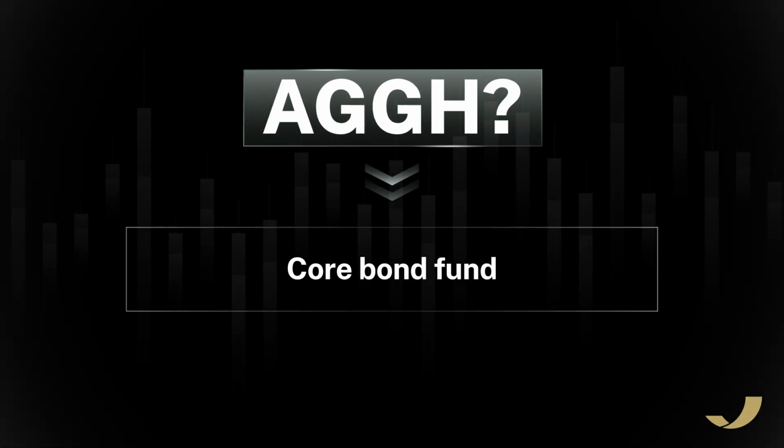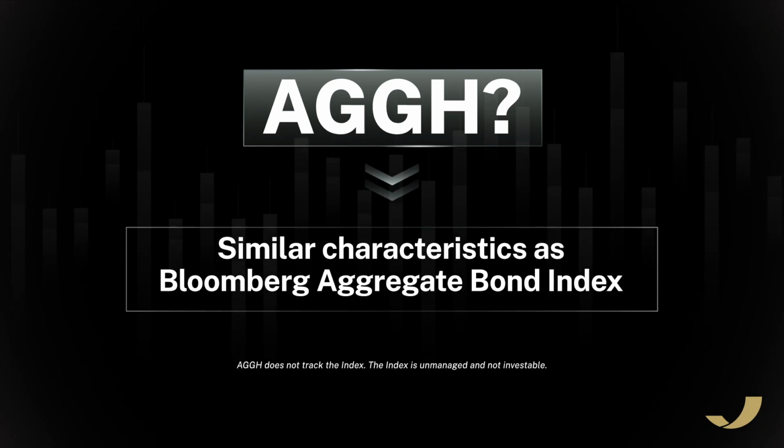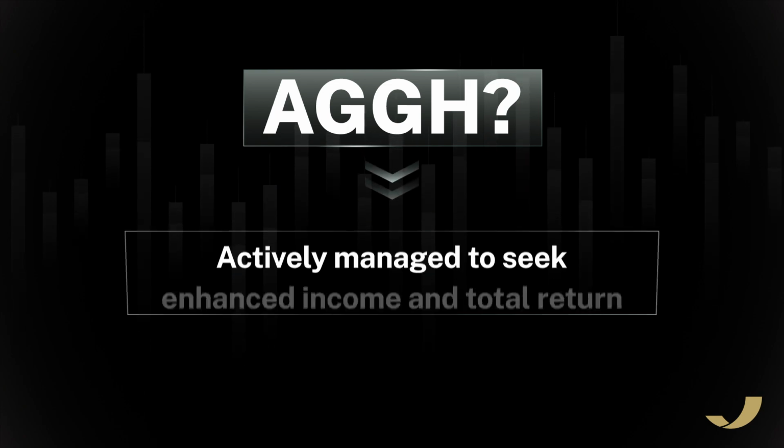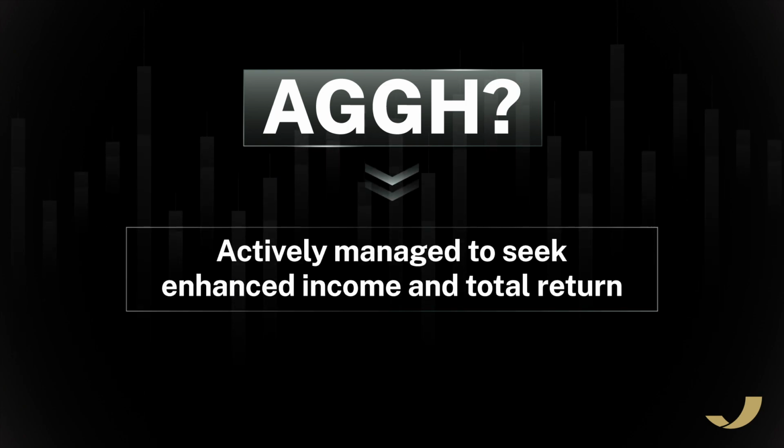AGGH is a core bond fund. It's designed to have similar characteristics as the Bloomberg Aggregate Bond Index. It's actively managed to seek enhanced income and total return. The active management is comprised of 3 steps.